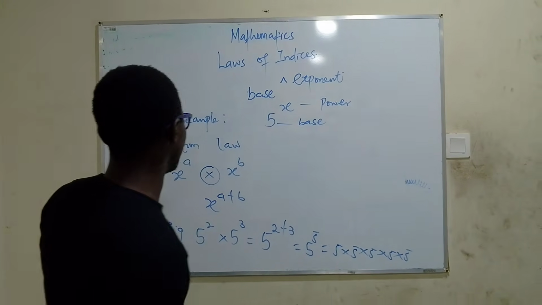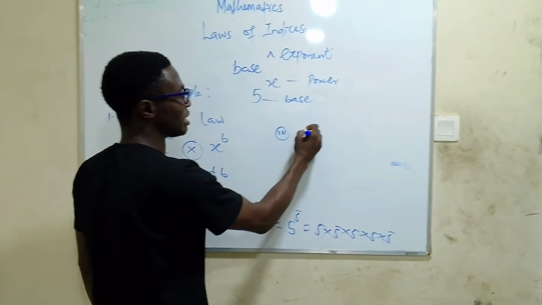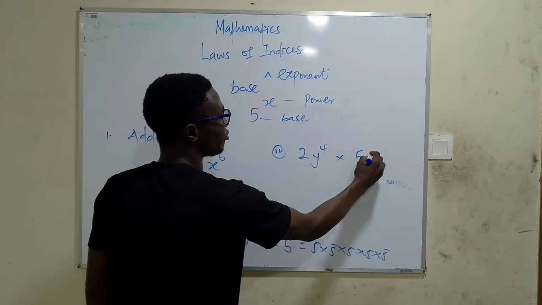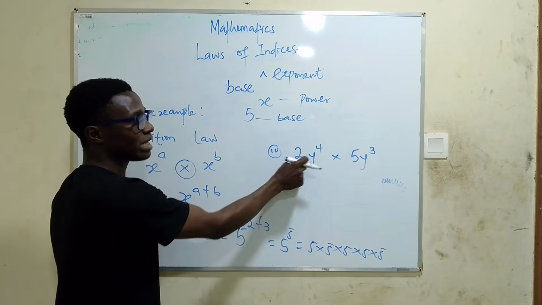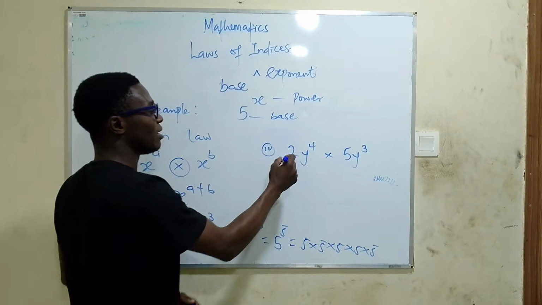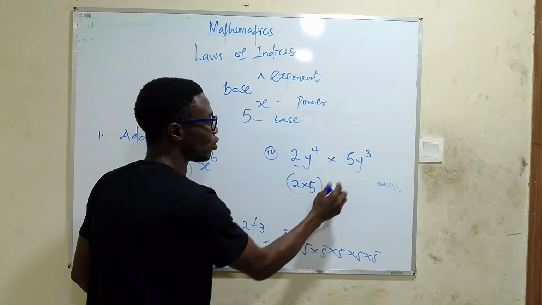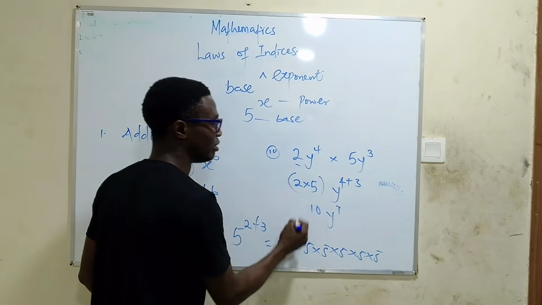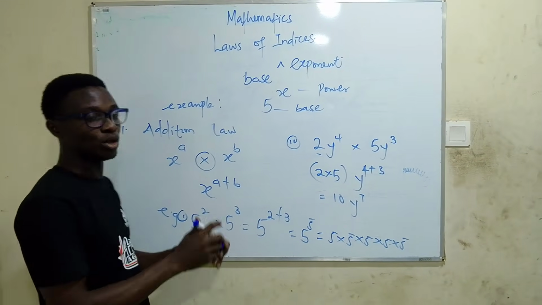Now let's assume they have coefficients. Let's say, for example, 2y to the power of 4 multiplied by 5y to the power of 3. This number is multiplying this variable, so that's why I call it its coefficient. 5 is multiplying this variable, that's why I call it its coefficient. I can multiply the coefficients separately, and since the bases are equal, take one of it and add the powers. So that's 10y raised to power 7, and that is the final answer. And that's for the addition law.